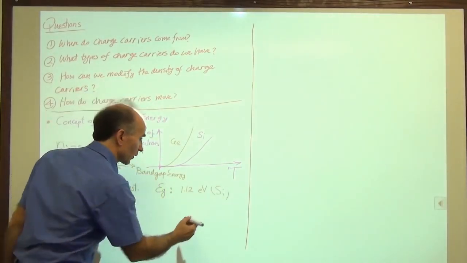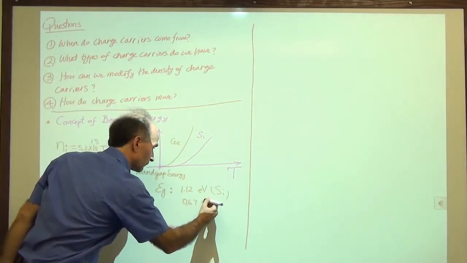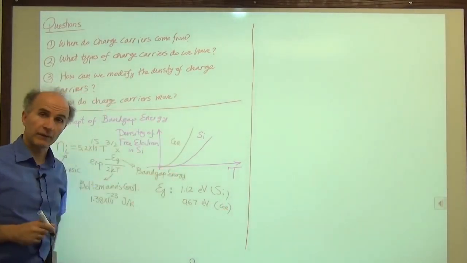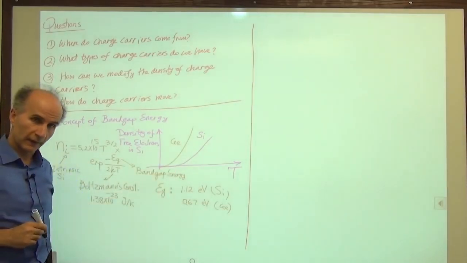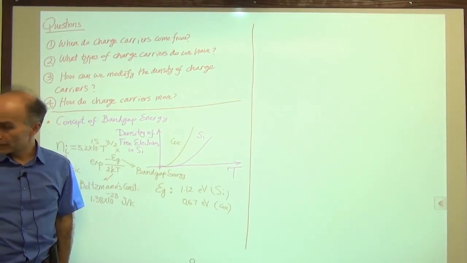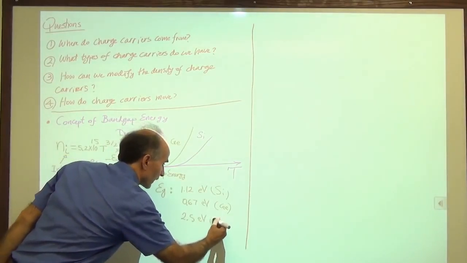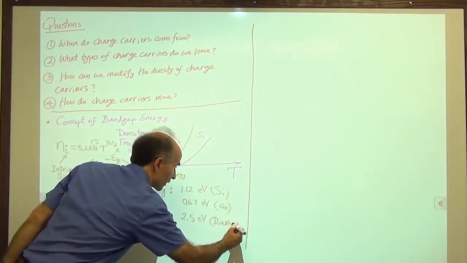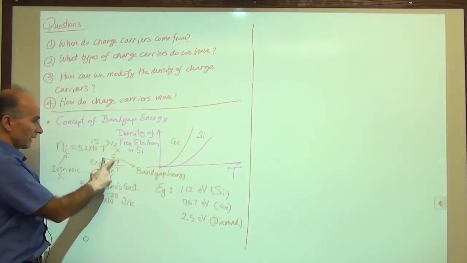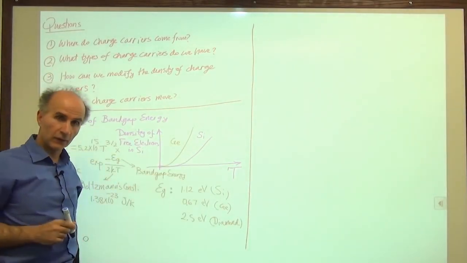And then for germanium, it's lower. For germanium, it is 0.67 electron volts. So that tells us why we have a stronger function here for germanium than for silicon. All right, and then finally, if you're curious, for diamond, it is 2.5 electron volts. And that's why diamond is such a good insulator. Because for diamond, this would be way down here because of this exponential relationship. So diamond has very, very low current through it, so it's considered a good insulator.